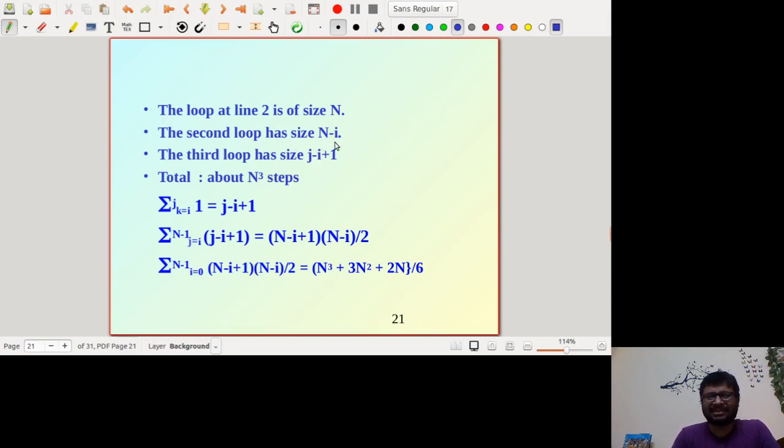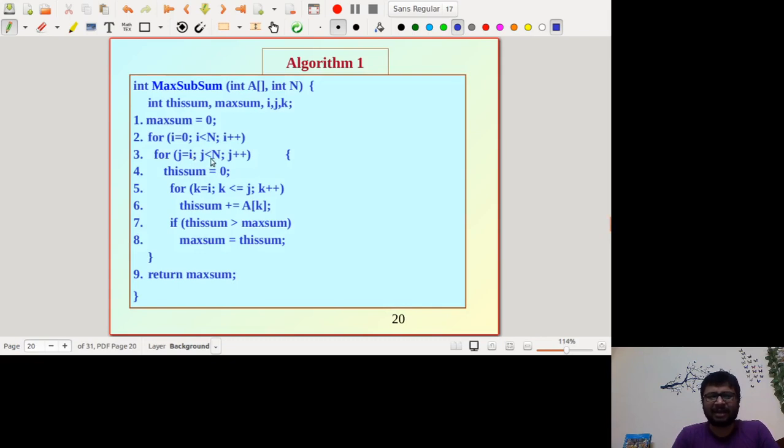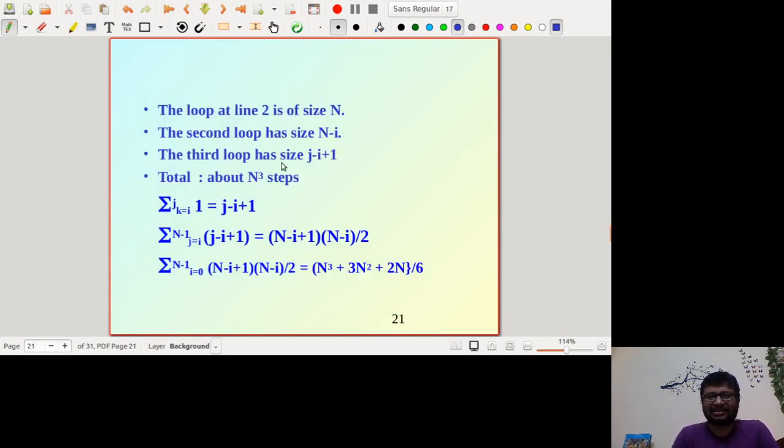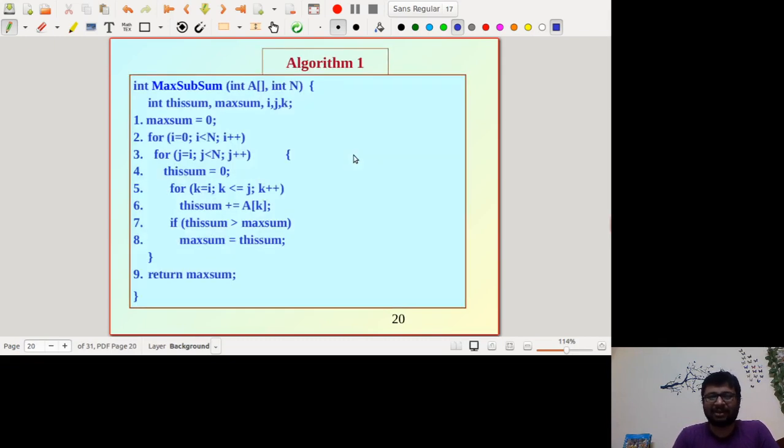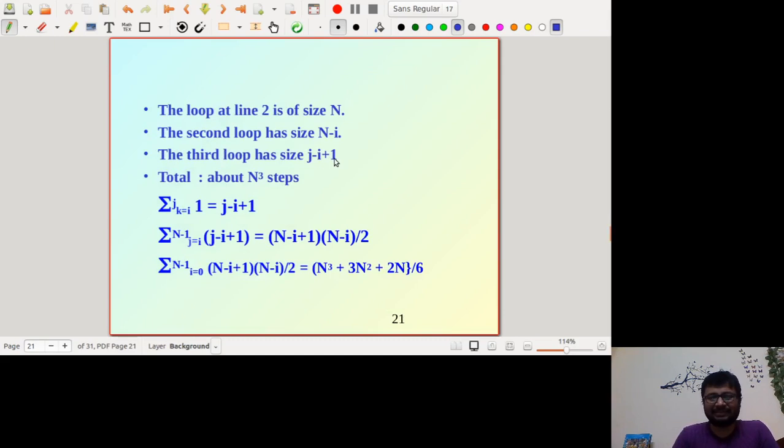So, n minus I. It depends on the value of I. As initially I is 0, it runs for n iterations. As I increases, it runs for fewer and fewer iterations, and so on. It goes from I to n minus 1, so n minus I iterations. And the third loop has j minus I plus 1. This loop depends on both I and j.